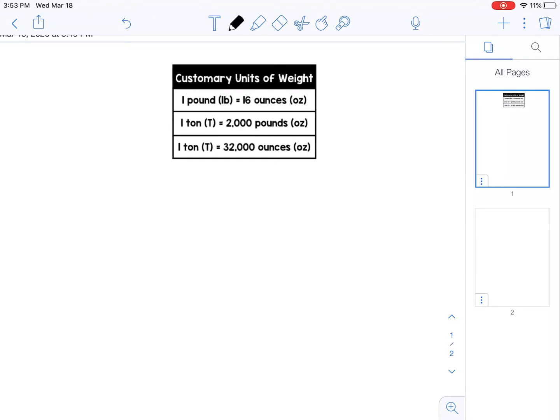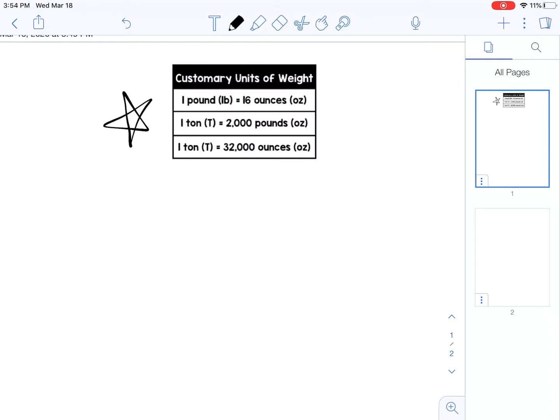Okay, now that we talked about things in the real world that weigh about the same as a pound, a ton, and ounces, I want us to check out this chart right here. This is a reminder from what we learned in the video that 16 ounces equal a pound, 2,000 pounds equals 1 ton, and then 32,000 ounces equals 1 ton. This is going to help us when we start our conversions.